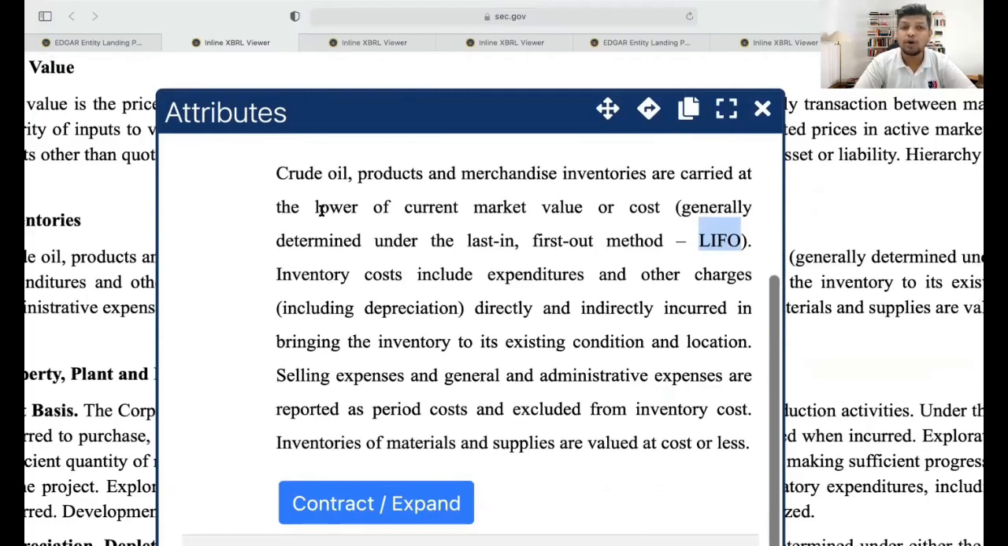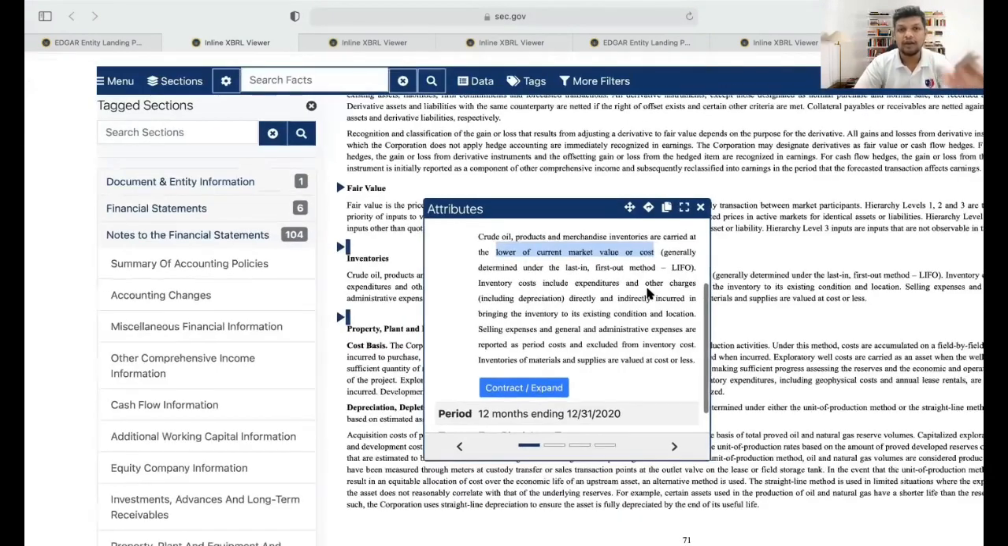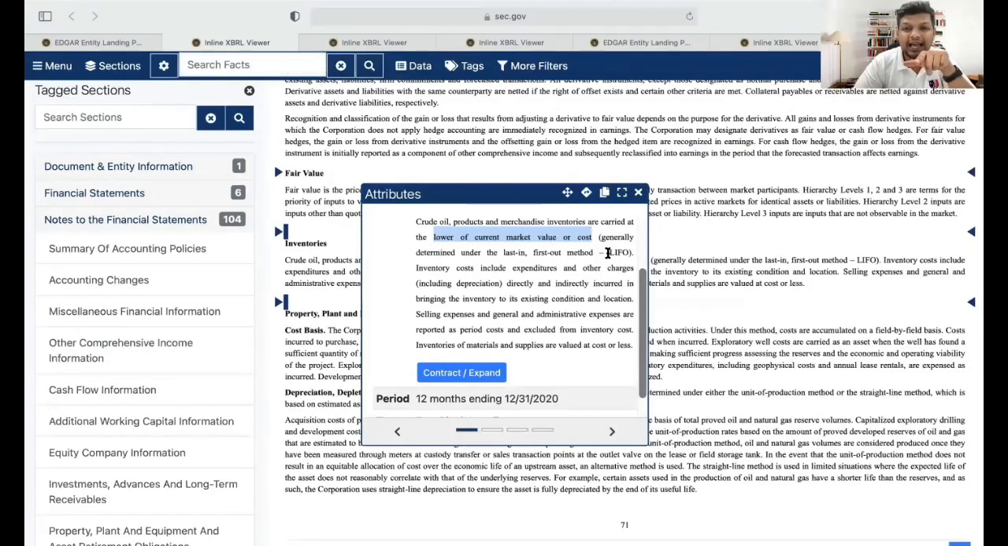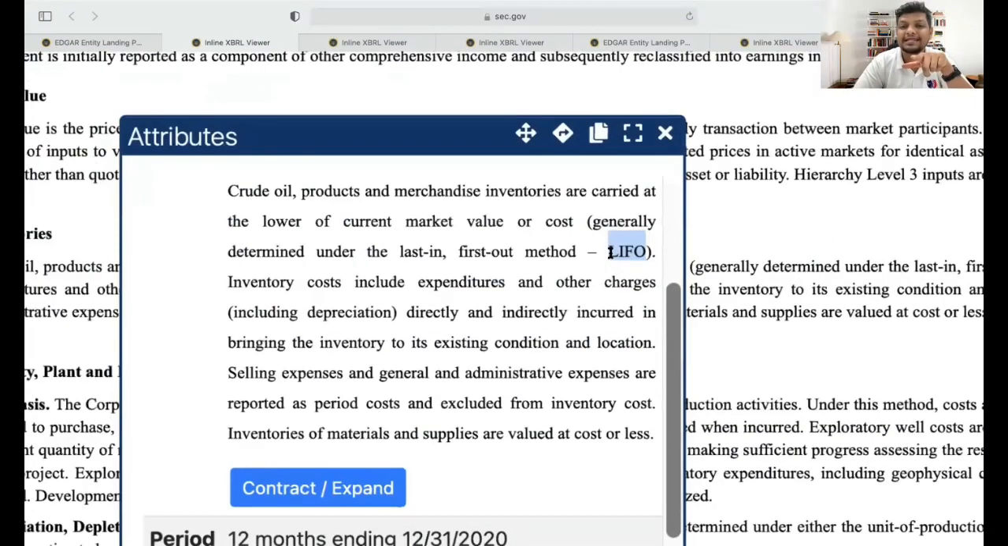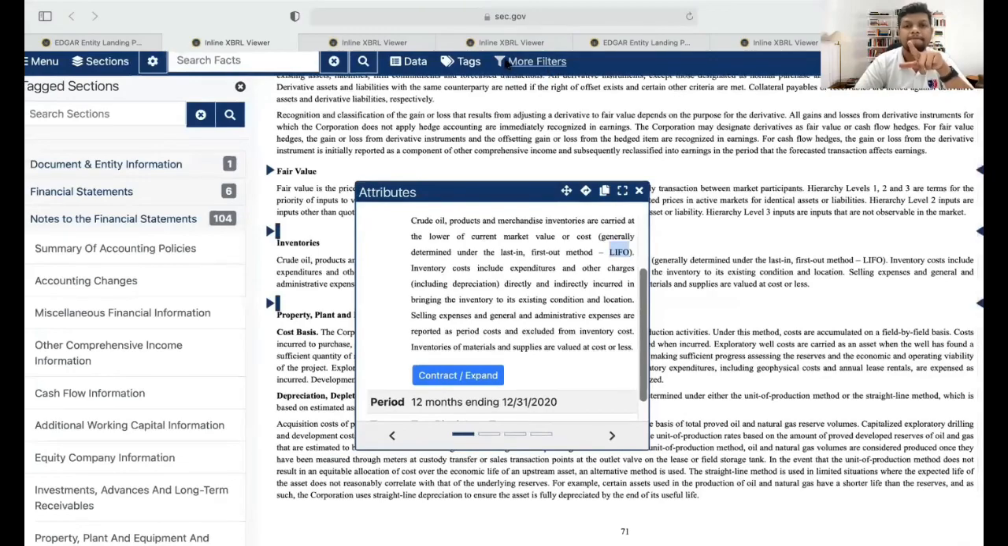They are carried at lower of current market value or cost. This is the inventory measurement which we are going to do today. So we are going to discuss this as well. Okay. So what is Exxon Mobil using? Its method as LIFO. Clear, everyone?